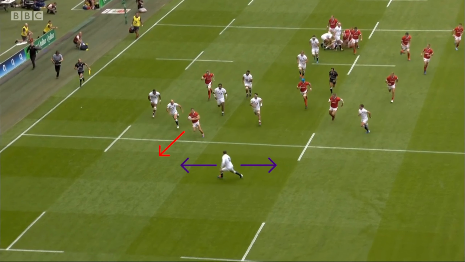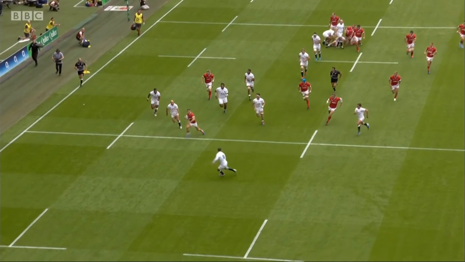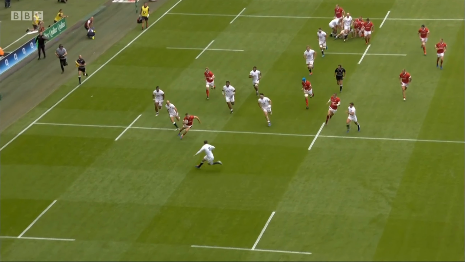Gareth Davies accelerates into the outside space, forcing Elliot Daly to commit to his left. It is only when Elliot Daly bites and commits that Gareth Davies steps inside. It is in this moment that Daly crosses his legs and he is in the worst position to fire back right to make the tackle.